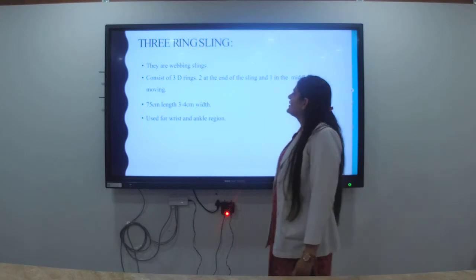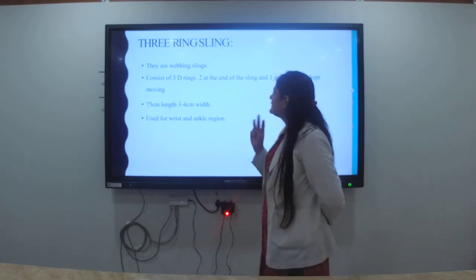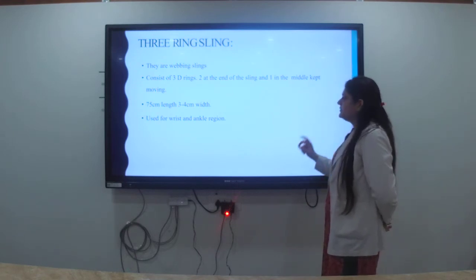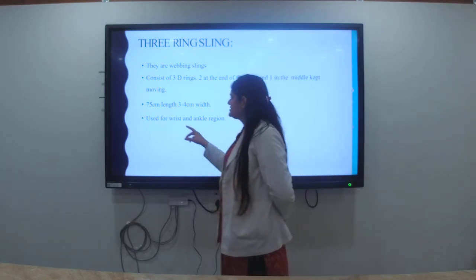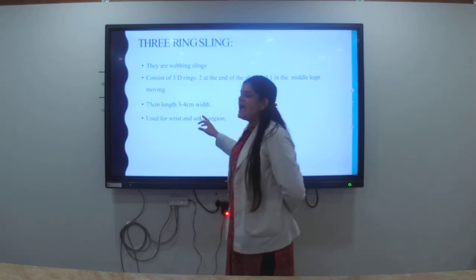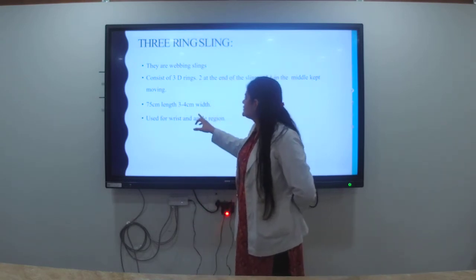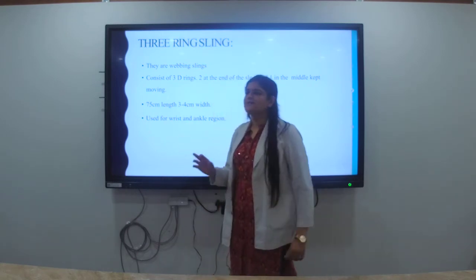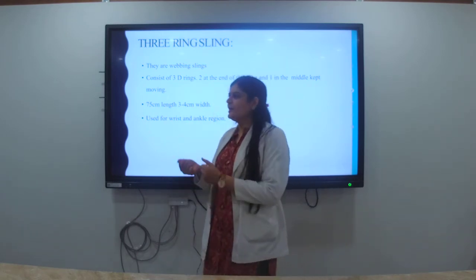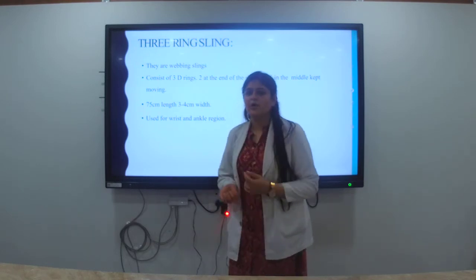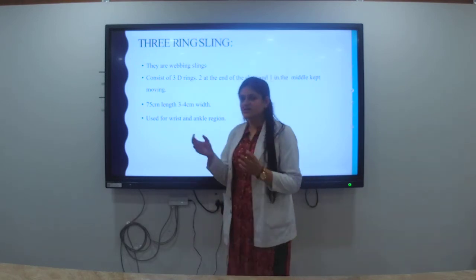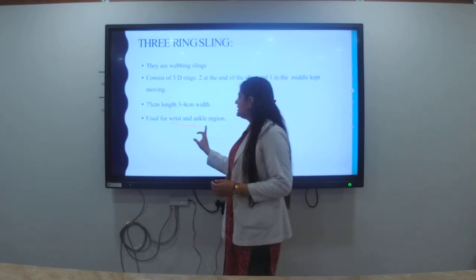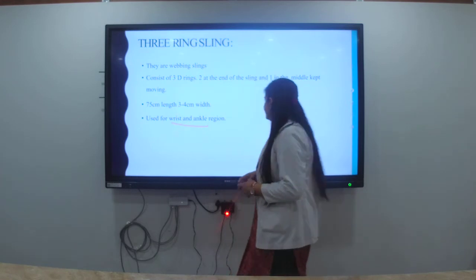The 3-ring sling. We have webbing slings. It consists of 3 D rings, 2 at the ends and 1 in the middle, which can be moved. The length is approximately 75 centimeters and the width is 3 to 4 centimeters. It is used only for the distal joints because it is too small. Imagine, you cannot cover the entire elbow or the knee using a 3-ring sling because it's very tiny and it will not be too supportive. So it is used only for the distal joints, that is your wrist and ankle.